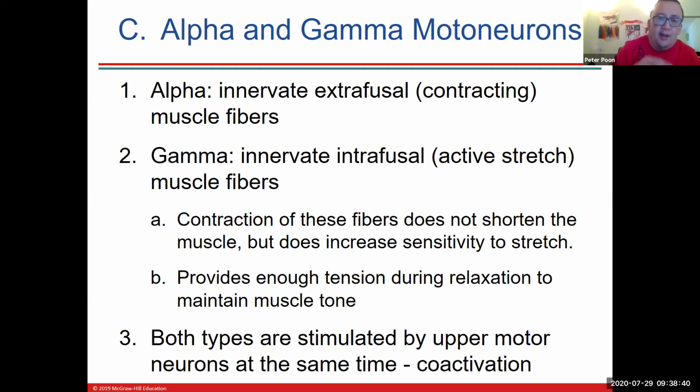Your book explains it a little differently than other books, which is fine. Alpha motor neurons are the ones that are causing contraction. Gamma motor neurons are stretch fibers, so they measure the amount of stretch. They also produce enough tension during relaxation to maintain something called muscle tone. Your muscle is never fully relaxed. You always need a little bit of contraction, and that's provided by the gamma muscle fibers.